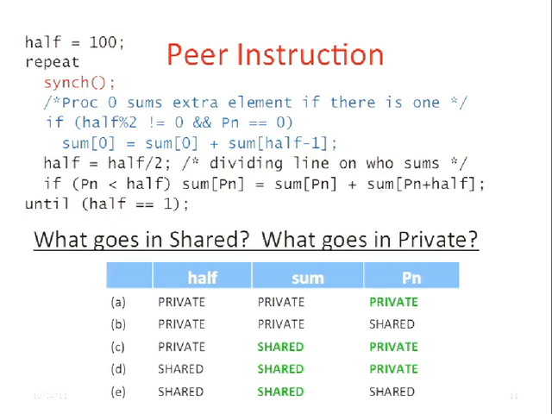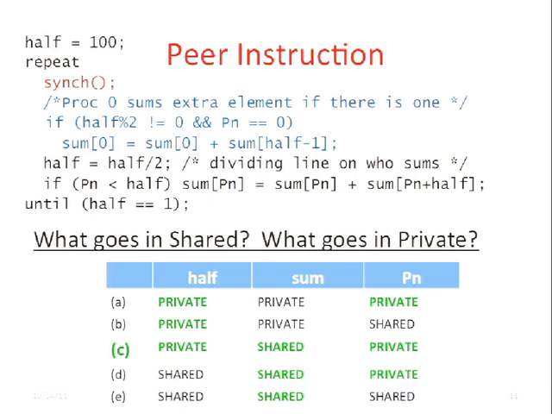Now here's where you guys and I have a little bit of a difference. I believe that half has to be private, and most of you believe that it had to be shared, or at least that it could be shared. And here's the problem, and this is fundamental. This is why I love this clicker question, even though I made it up. So I guess I'm allowed to love it.